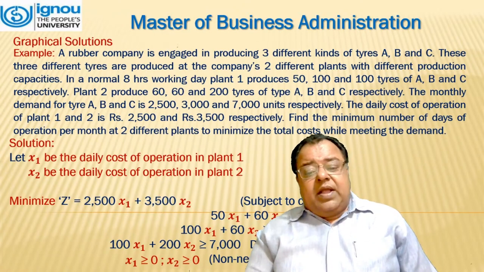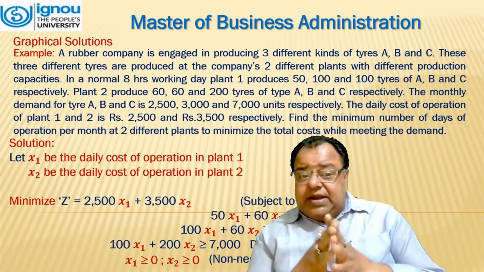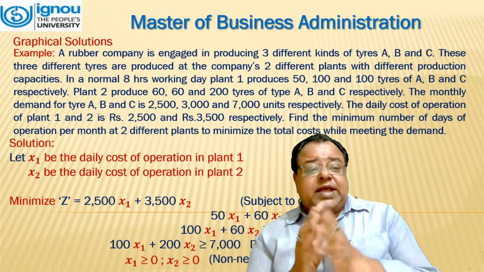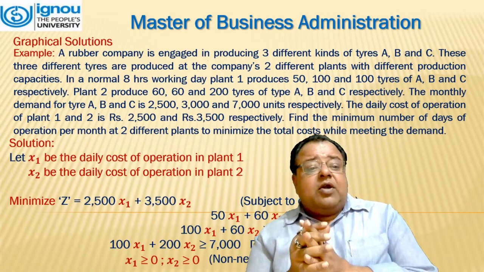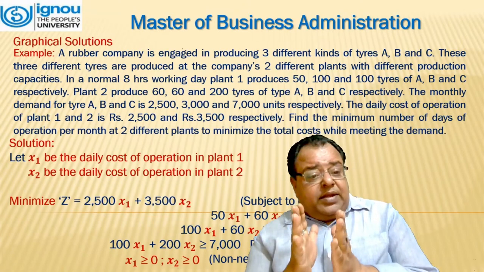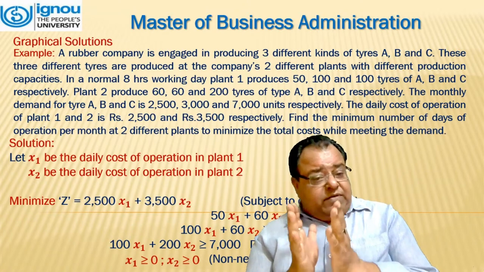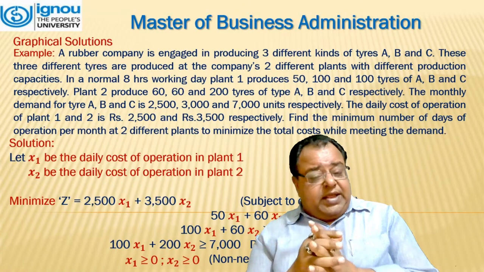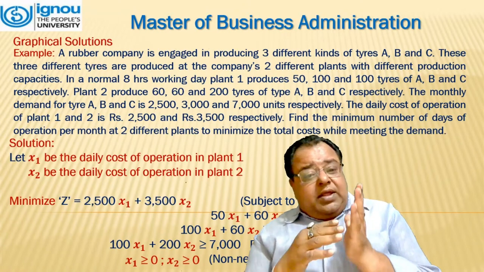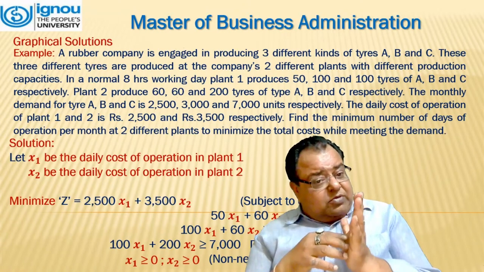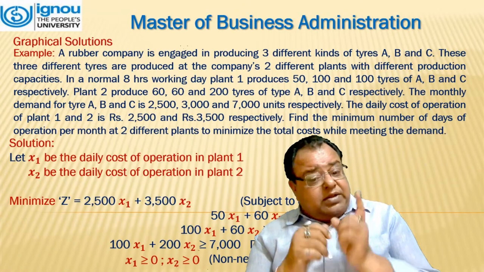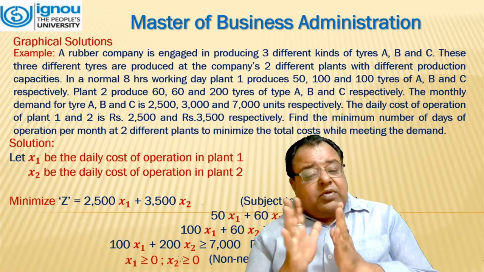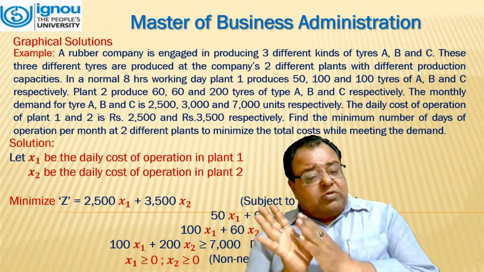Now, the right side information is yet to be transformed. That is the capacity or the demand of tire A, B, and C, which is 2,500, 3,000, and 7,000. How to place it in the equations? Type A is 2,500, so in the first equation, that is 50x1 plus 60x2, on the right side, it will be 2,500.